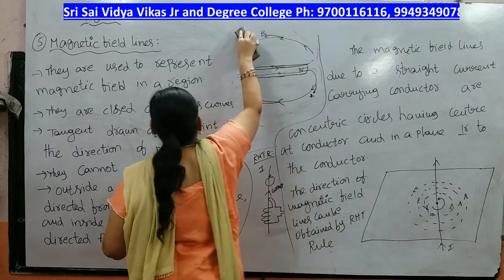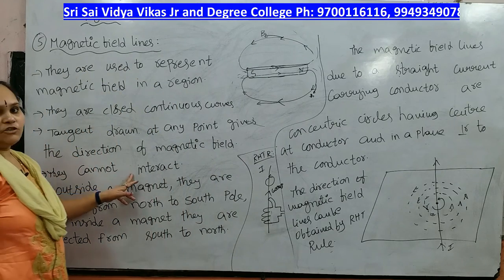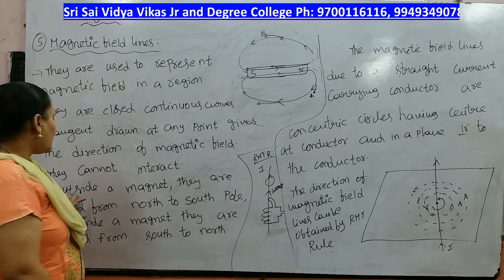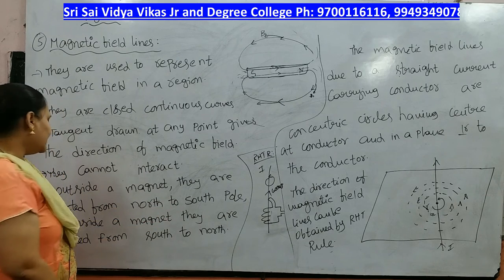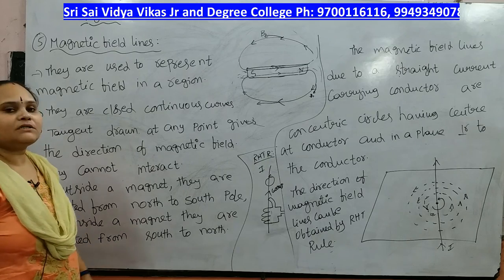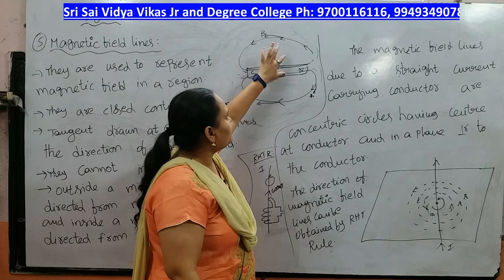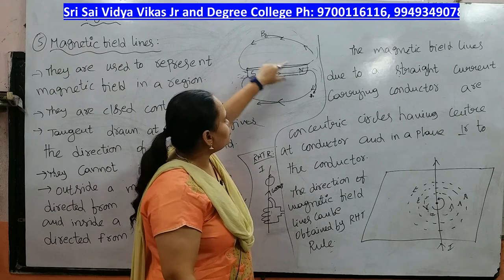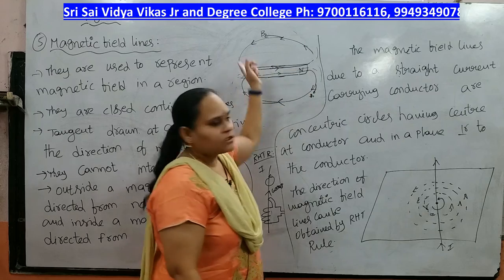And next, they cannot interact. They do not interact with each other. Outside a magnet, they are directed from north to south pole, and inside a magnet, they are directed from south to north direction. Inside the bar magnet, they move from south to north. Outside the bar magnet, they move from north to south.